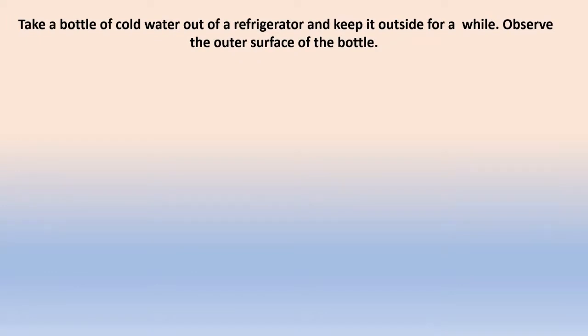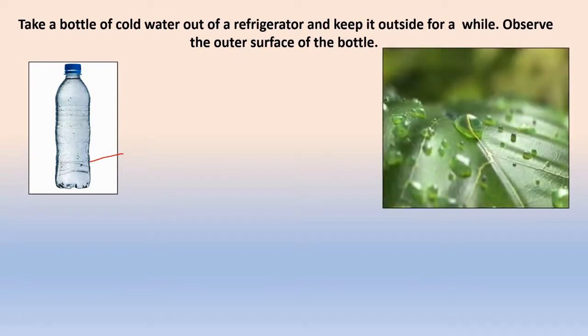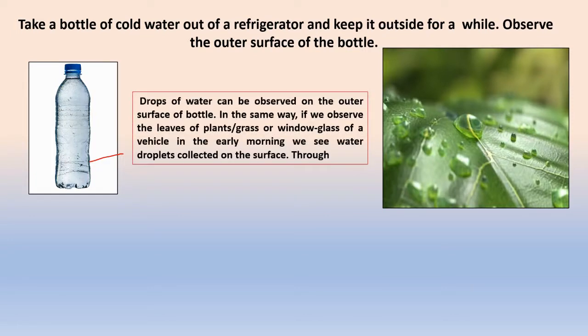Now there is a small activity for you all. Take a bottle of cold water out of the refrigerator and keep it outside for a while, and observe the outer surface of the bottle. So when we do this, what happens? We see there are droplets formed on the surface of the bottle, as we can see in the picture. And in the second picture we can also see that during the morning time there is water on the surface of the leaves. Yes, but why does this happen?